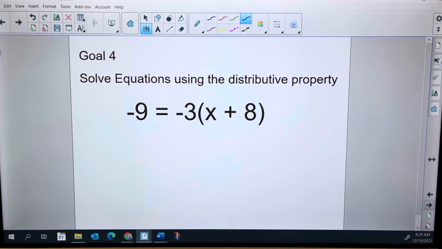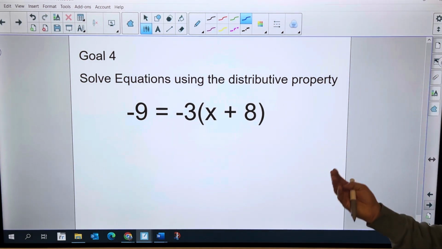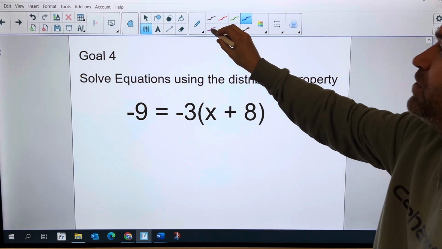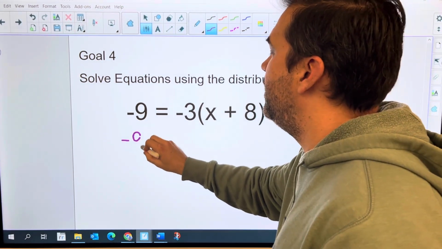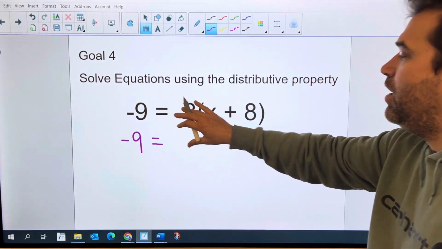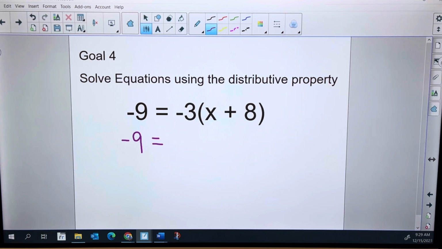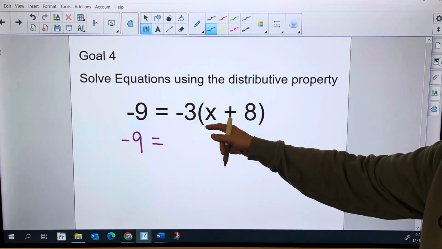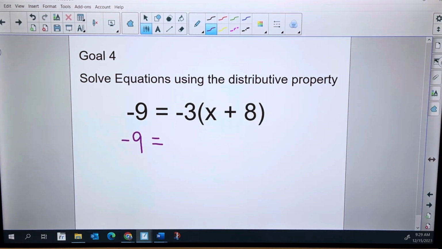In goal 4, we're solving equations using the distributive property. This is something that we saw when we're simplifying expressions, and we're just going to deal with the right side of this equation as if it was an expression. So I'm not going to touch the -9, I'm not going to touch the equal sign. All I'm working with is the right side of the equation, the expression, -3 parentheses x plus 8.